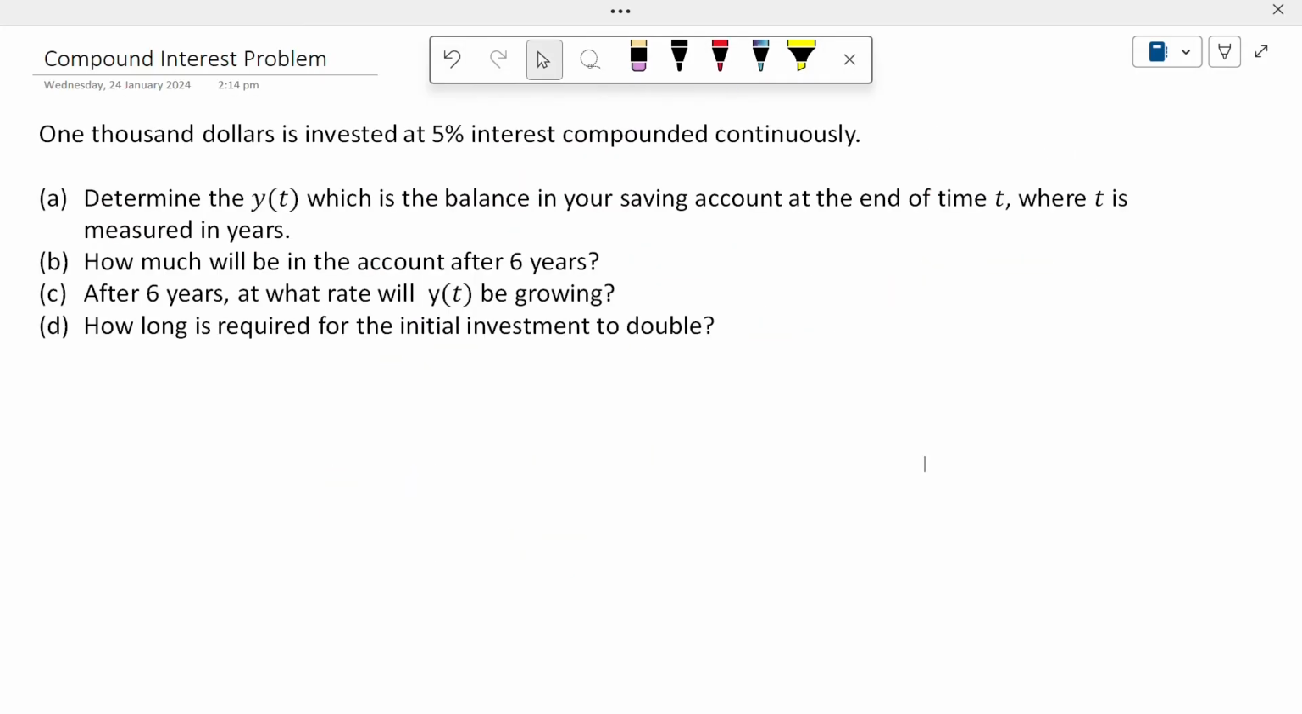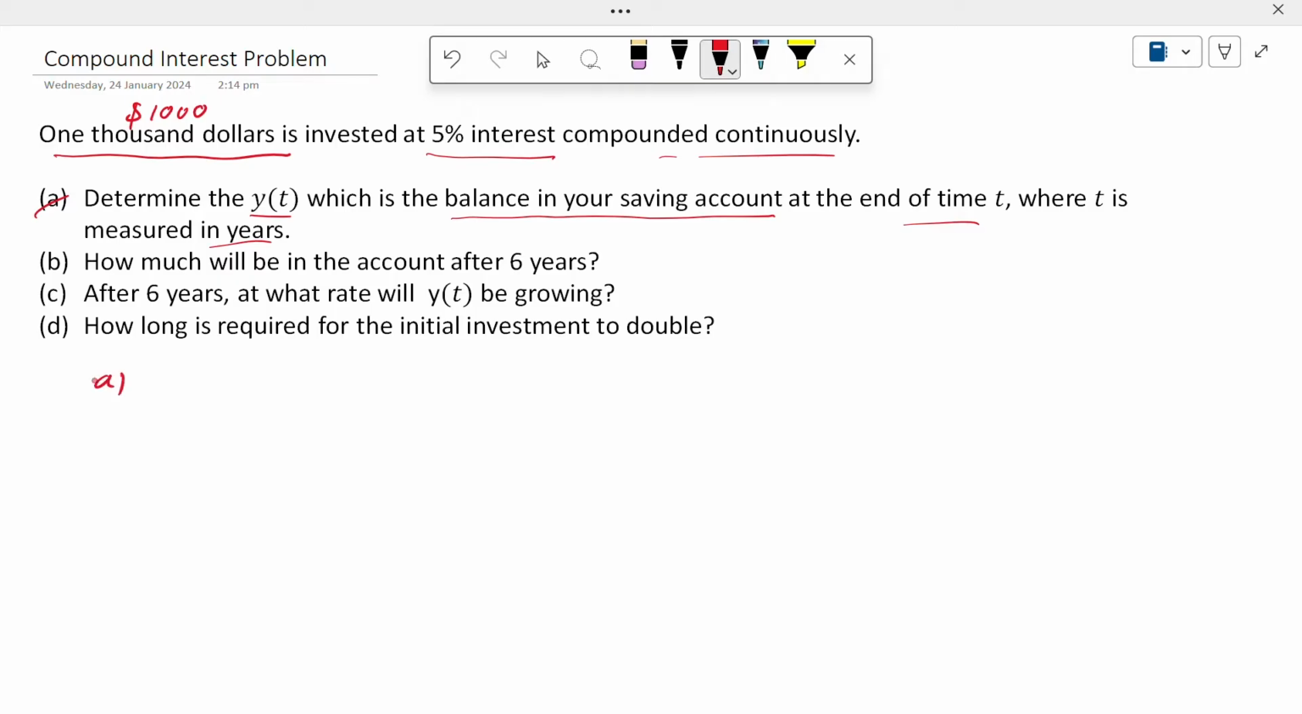Let's see a compound interest problem. We have $1,000 invested at 5% interest and compounded continuously. Question A: determine Y(t). Y(t) is the balance in your savings account at the end of time t, where t is measured in years. So we need to find Y(t).